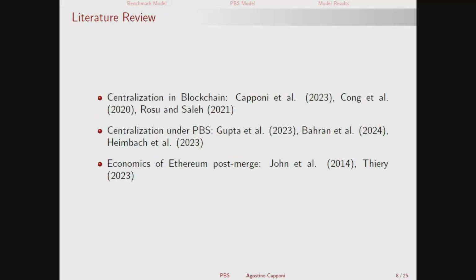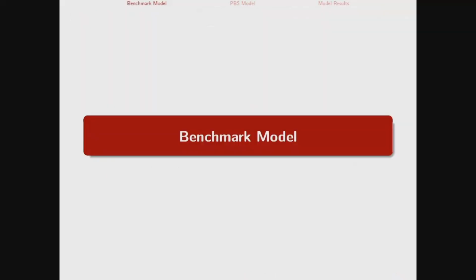And I will skip the literature review for the sake of time. There are a few papers that have looked, or are starting to look, at the centralization problem in blockchain, especially after PBS. Especially, there is also the paper by Fahad, Casper, and Barnaby, right, that was discussed over lunch, which is more about the economics of Ethereum post-merge. And I think this is actually an area that still requires a lot of work.